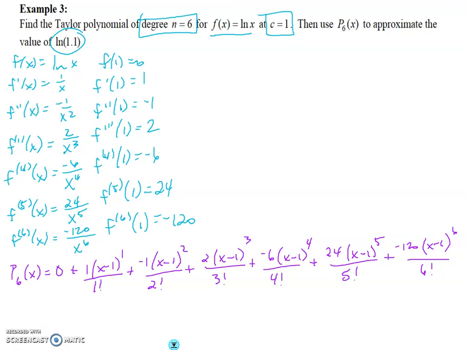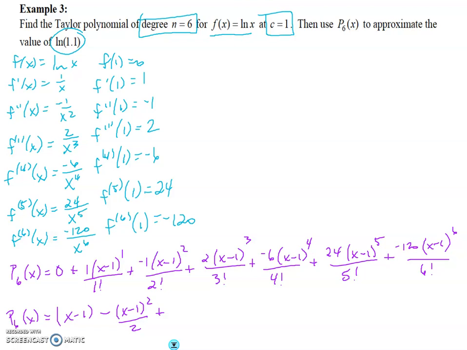Alright, so we could do a little bit of simplifying here. Not super necessary, but just for the sake of looking at how these factorials can cancel. I know that 0 goes away, 1 factorial is just 1, so this first term is really just x minus 1. Right? Second term, 2 factorial is just 2, so what I really have here is minus x minus 1 squared over 2, plus, now 3 factorial.